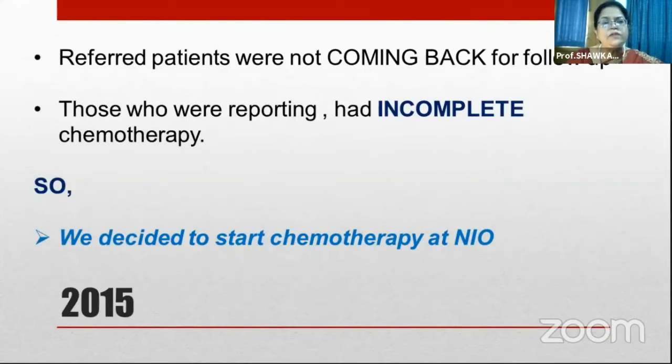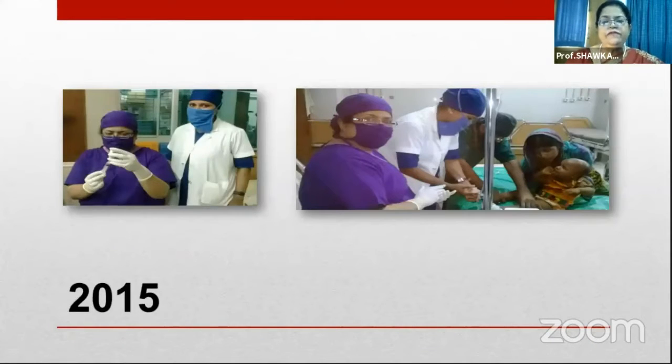So in 2015, our challenge was that referred patients were not coming back for follow-up. And those who were reporting had incomplete chemotherapy, or they didn't understand the importance of follow-up or of chemotherapy. So we decided to start chemotherapy at NIO and keep all the children with us so that nobody could be lost. This is my first case in 2015 where I gave chemotherapy. Only one or two patients we were giving chemotherapy at that time.